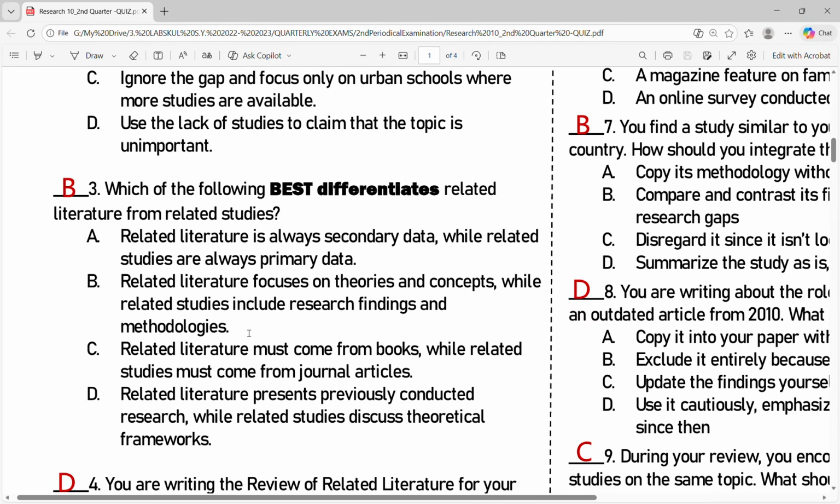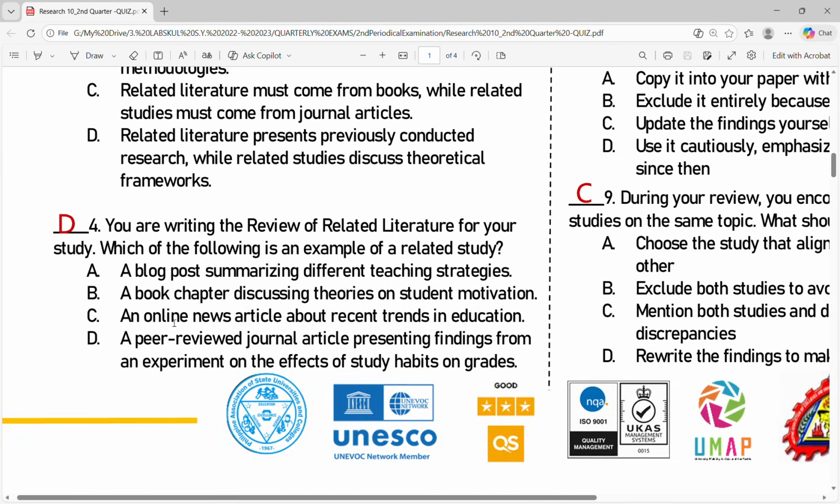So, results, findings, or outcomes of the studies are what we put in the related literature. So the answer in number three is letter B. Next, number four. You are writing the review of related literature for your study. Which of the following is an example of a related study?